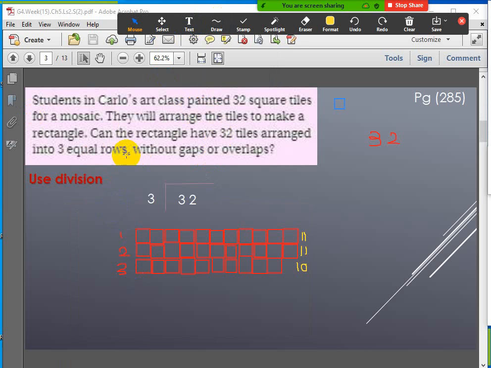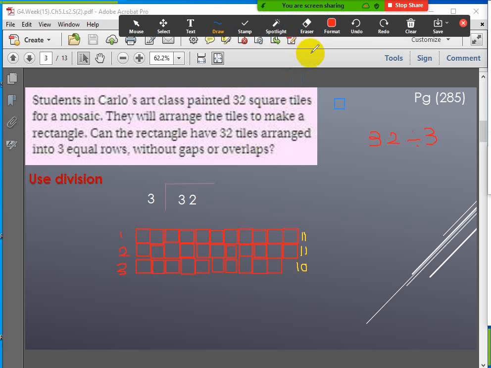Girls, now I will use division to find if I can divide 32 on 3. The idea here is that I want to divide the 32 squares on 3 rows. That means I have to divide 32 on 3. Can I divide 32 on 3 and get equal rows? Let's see by using the long division as we learned. I will erase those now. Now I will divide 32 on 3.